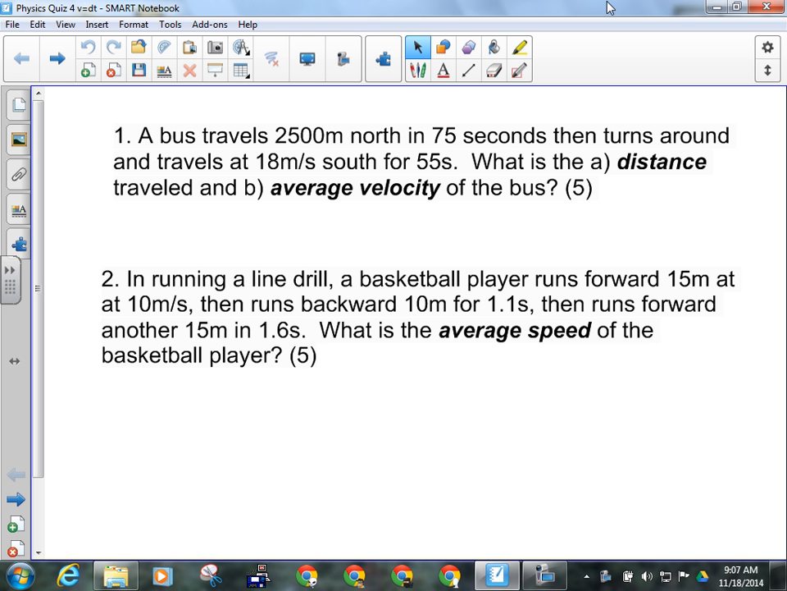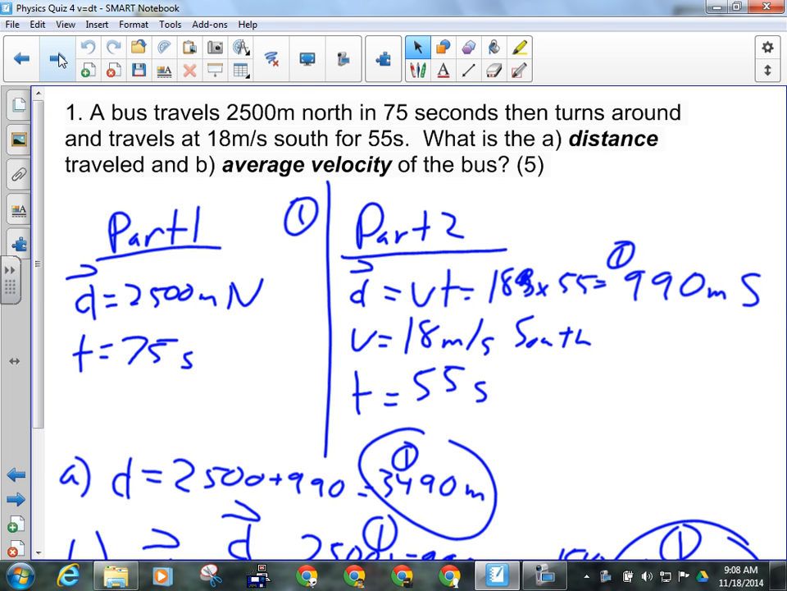That's the importance of this quiz, to illustrate how important it is to know which are vector quantities and which ones are scalar quantities. So marks will go as follows. If they have givens written down in some form, give them a mark. That would include that the displacement in part 1 is 2,500 meters north, and the time is 75 seconds. And for part 2, 18 meters per second south in 55 seconds.